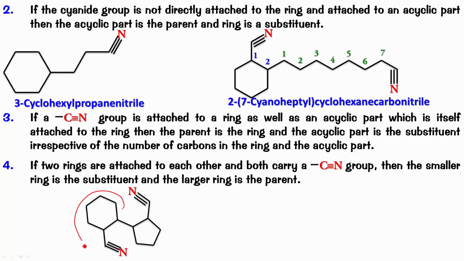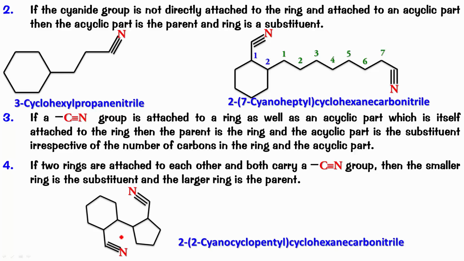This is the parent. So this is cyclohexane carbonitrile. That's pretty simple. What do we call this one? Well, this carbon is 1 and this carbon is 2 because this is the parent. So we need to have the carbon attached to the parent as 1. This is 2. So this is 2-cyano, and this itself is sitting at position 2. So it's 2-(2-cyanocyclopentyl)cyclohexane carbonitrile.